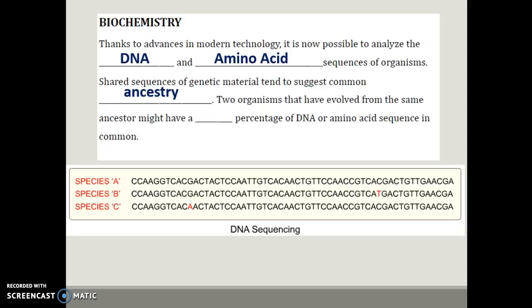Two organisms that have evolved from the same ancestor might have a high percentage of DNA or amino acid sequence in common. For example, humans and chimpanzees: you can compare their DNA and see how lots of their DNA is very similar, which is why it's said that humans and chimpanzees have a common ancestor.